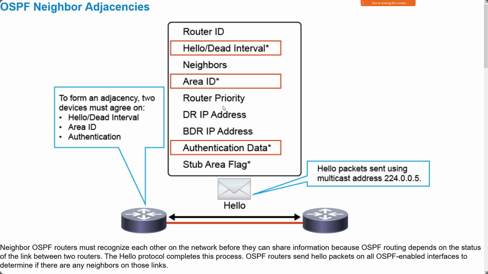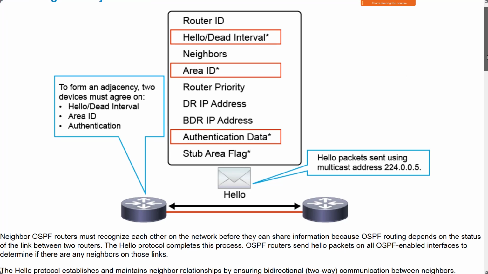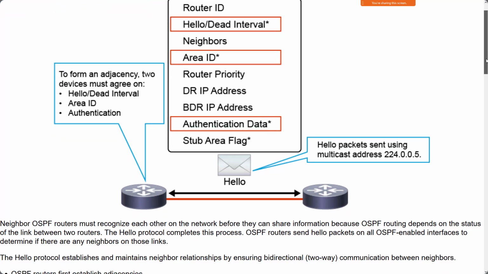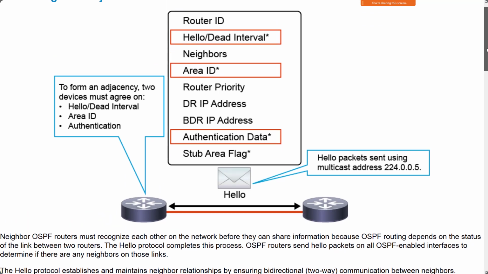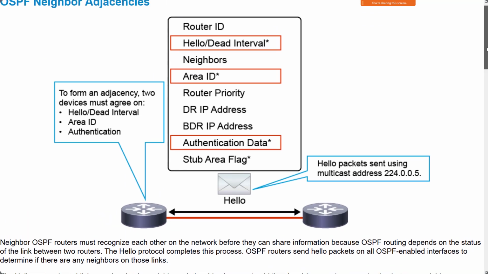But the hello packet is how we form the adjacency. And these red boxes simply indicate that those are values that have to match in order for us to be able to form an adjacency, which is actually interesting because the stub flag would also have to match as well. That should have a red box around it because if one router in the area is a stub, all the routers in the area have to be a stub router. So that should have a red box. But everything else doesn't necessarily have to match.